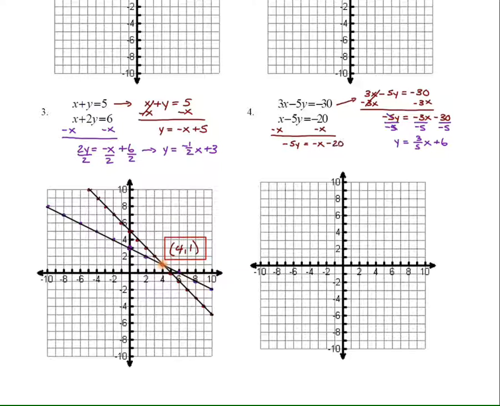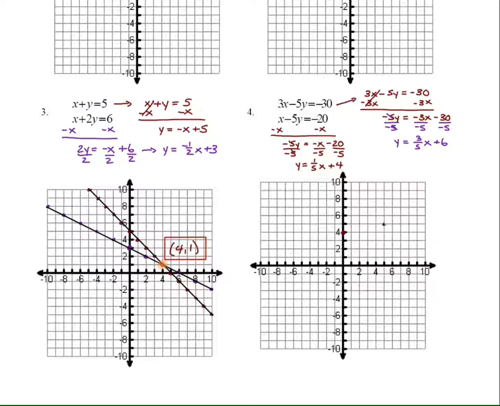So subtract x from both sides. So I'd get negative 5y equals negative x minus 20. Divide everything by negative 5. So I would get y equals positive 1/5 x plus 4. So now I have two equations that I can graph.